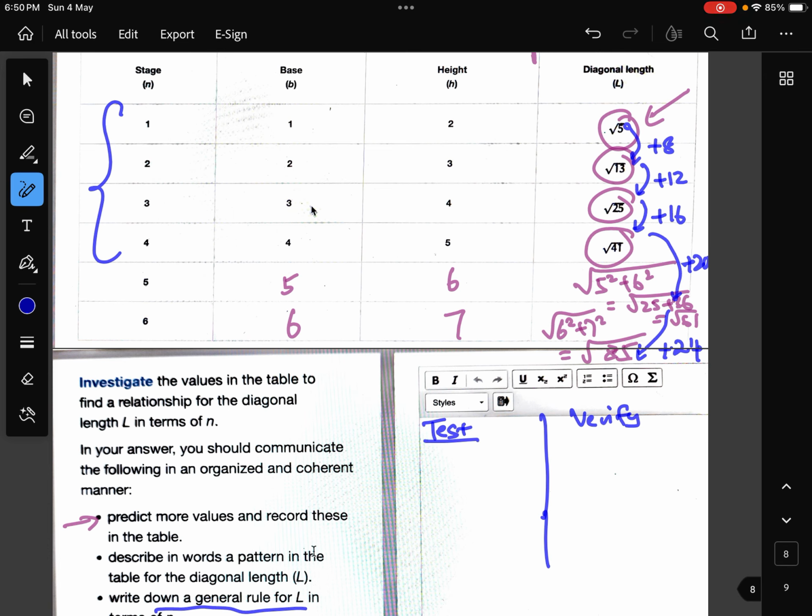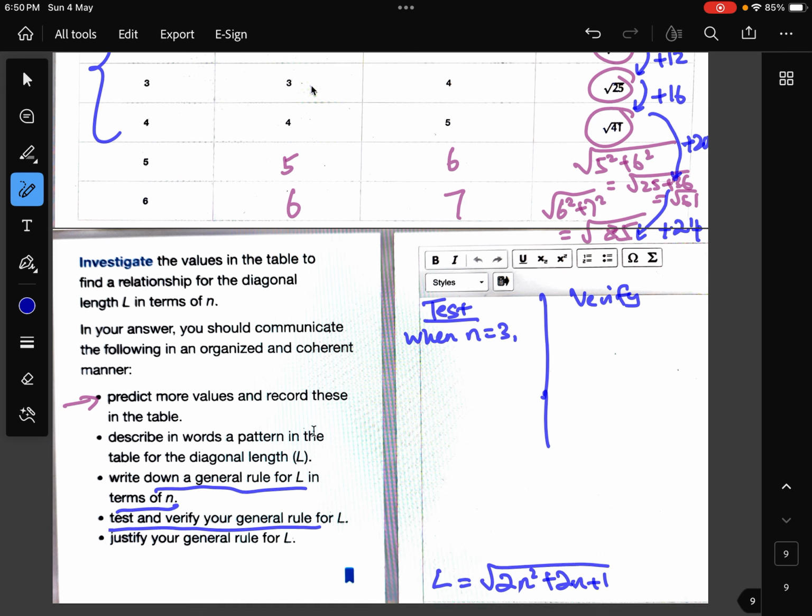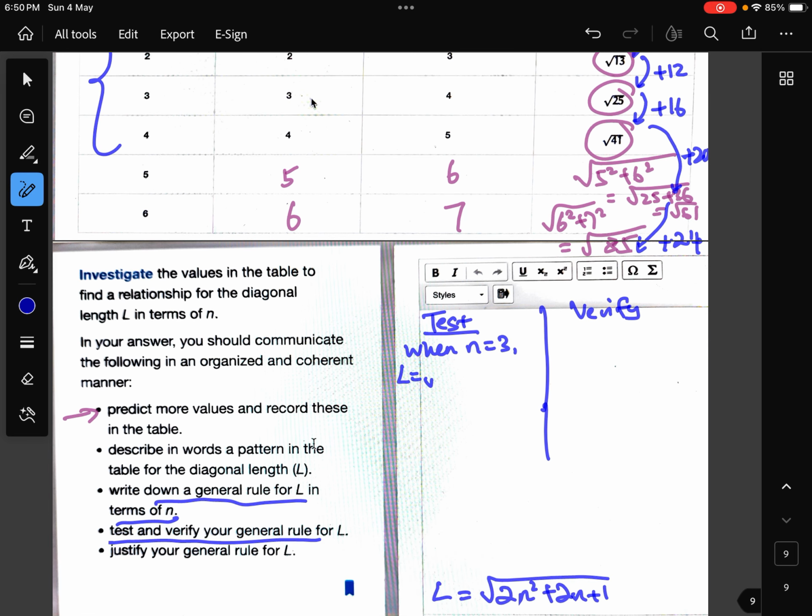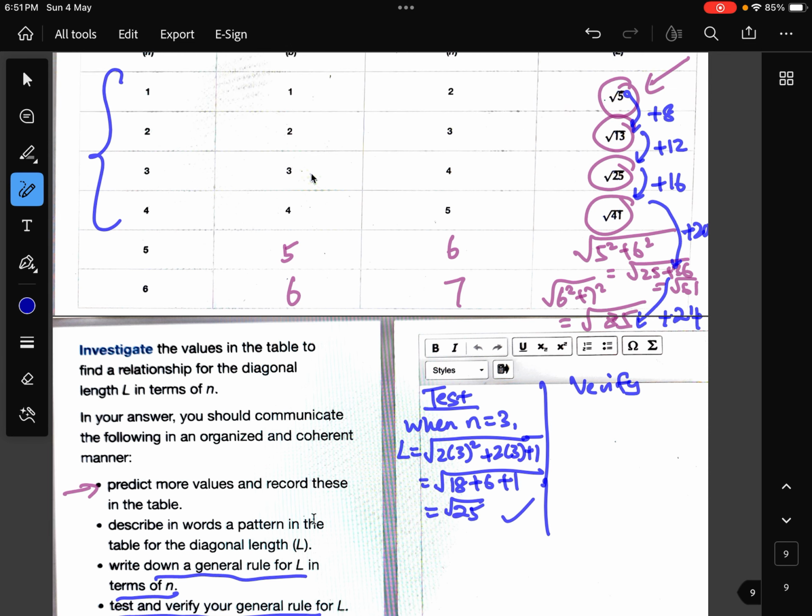So I'm going to choose, say, when n is 3. Let's see if this formula works. L would be equal to the square root of 2 multiplied by 3 squared plus 2 times 3 plus 1. So that should give me 18 plus 6 plus 1, which gives me the square root of 25. So this obviously works very well. And of course you can show with other examples, when n is 1, when n is 2, when n is 4. But typically one example is good enough.